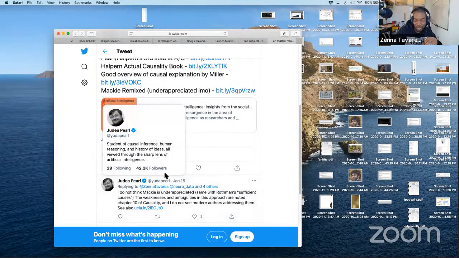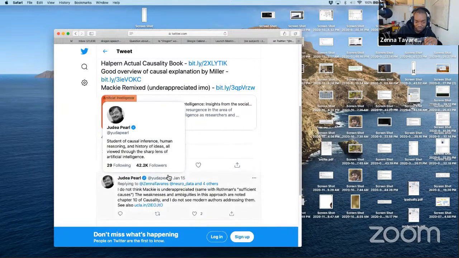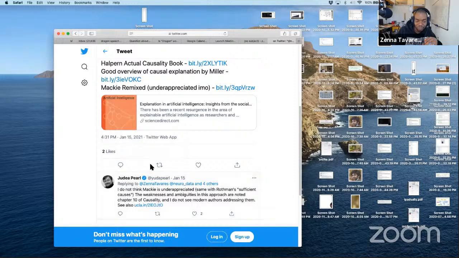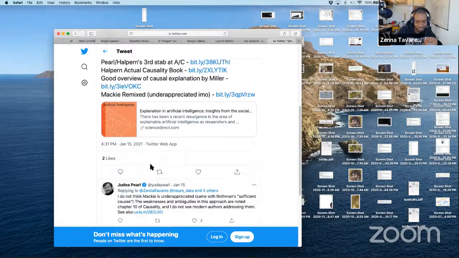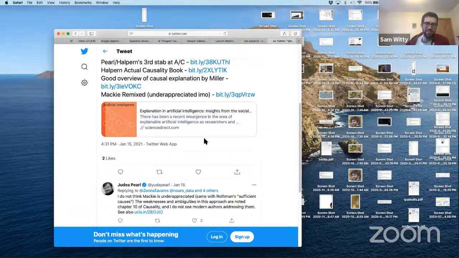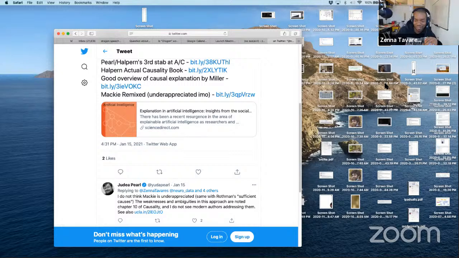Or I guess Mackie, maybe not Mackie Remixed. I don't know. Mine was maybe less pleasant. I said something to the effect of, I can't remember if structural causal models allow loops or not. And he responded, why wonder? It's written down so clearly.